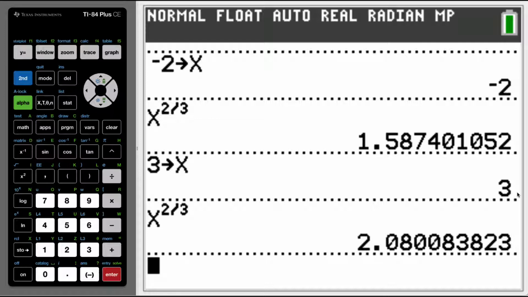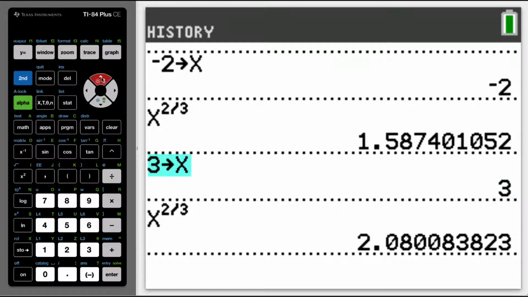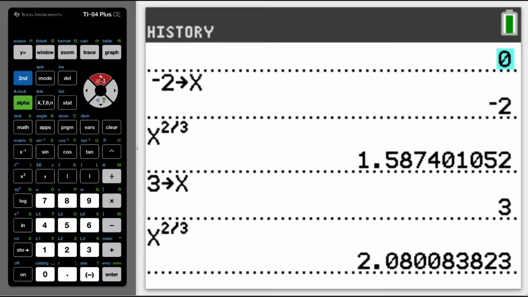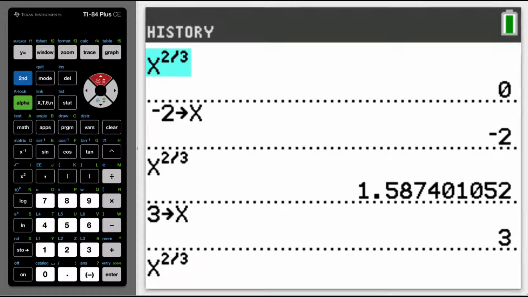Now the lowest point is the least of all of those answers that we got. So if we scroll up a little bit here to when we plugged in 0, we got an answer of 0, and that was the lowest of our 3 answers. So the point 0, 0 is our absolute minimum.